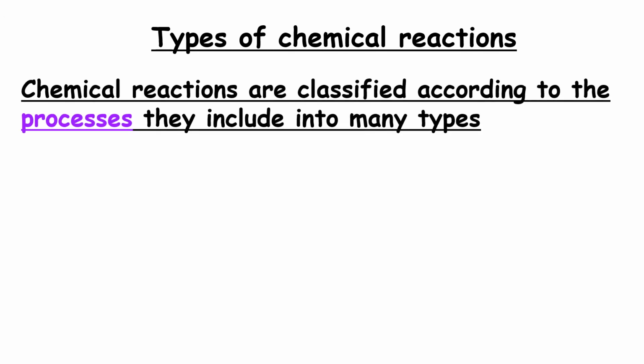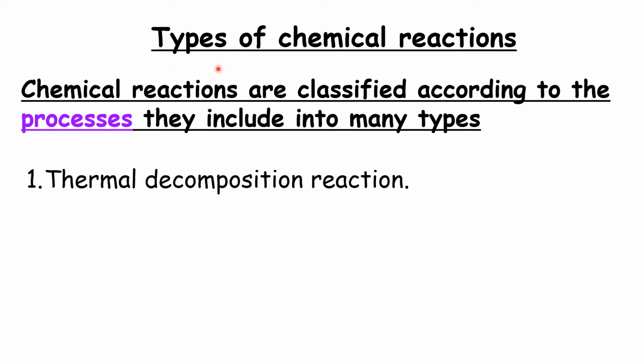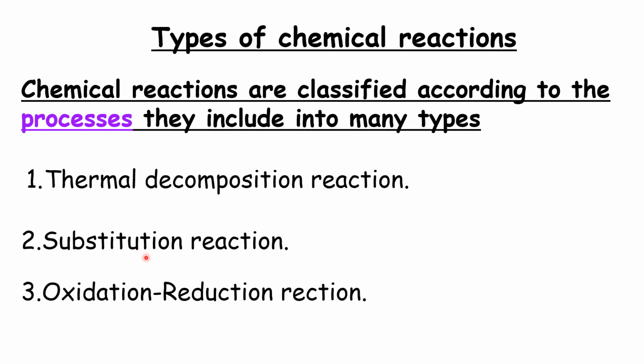Types of chemical reaction. Chemical reactions are classified متقسمة according to the process they include into many types. يبقى البروسيس اللي بتحصل في الرياكشن مختلفة من نوع لآخر، فعلى حسب البروسيس دي هنقسم التايبس of the reactions. Number 1, thermal decomposition reaction. تفكك حراري، نعمل تفكك حراري يديني نواتج جديدة. Thermal decomposition reaction. Number 2, substitution reaction. Number 3, oxidation reduction reaction.